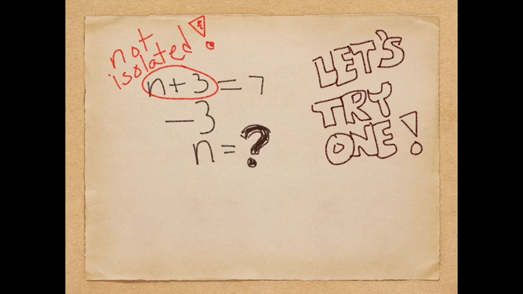But then what would the other side be? Now, hang on a second here. Something's not working quite right. I took away the 3, but n can't be 7 because 7 plus 3 does not equal 7. It equals 10. Something is really wrong here. So let's back up.